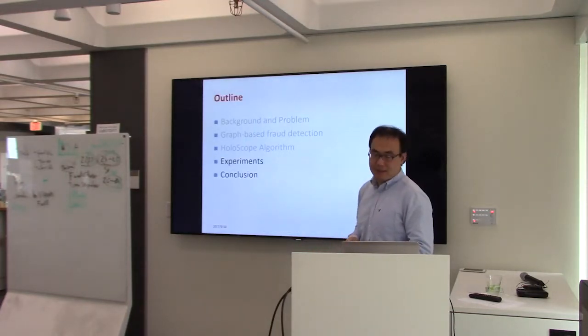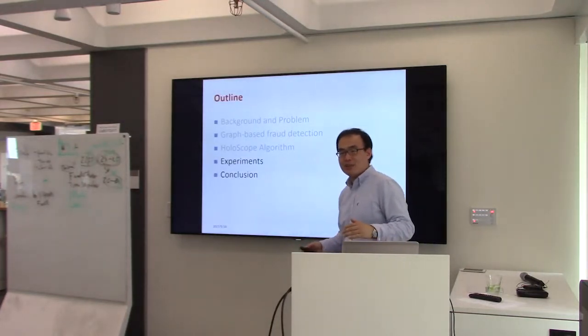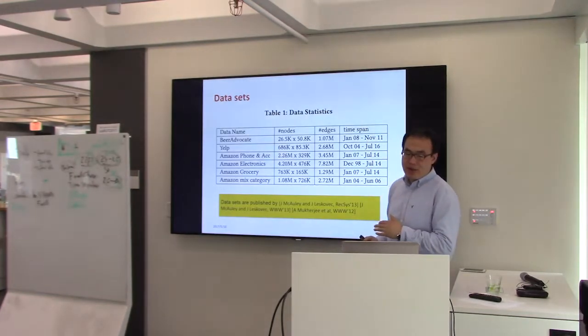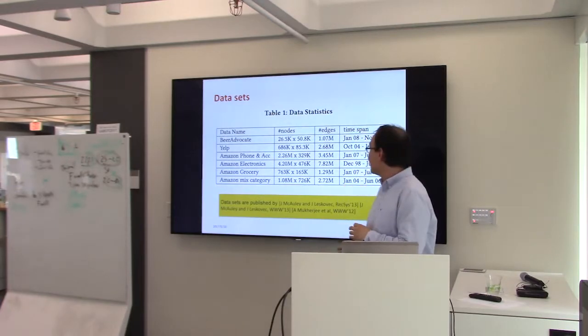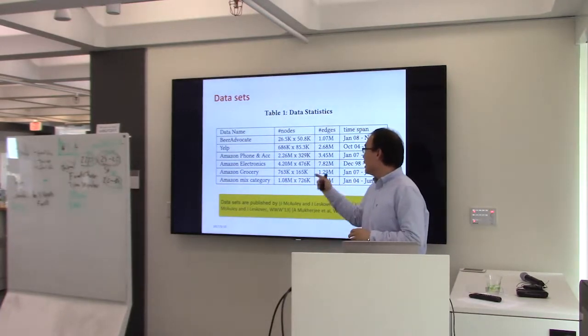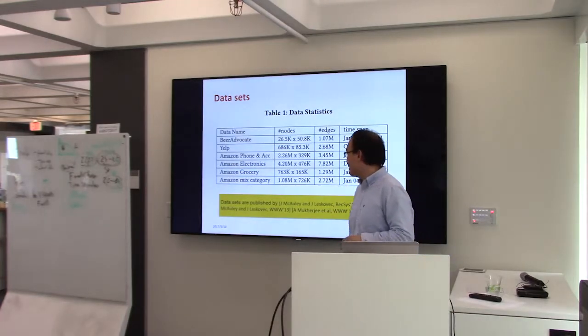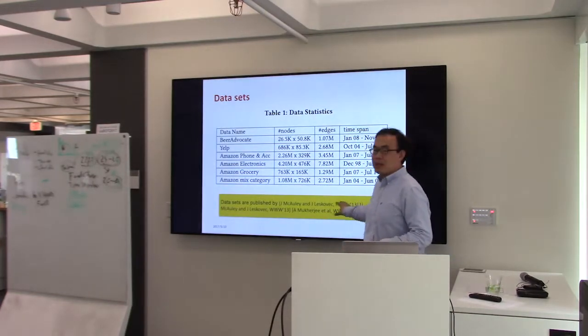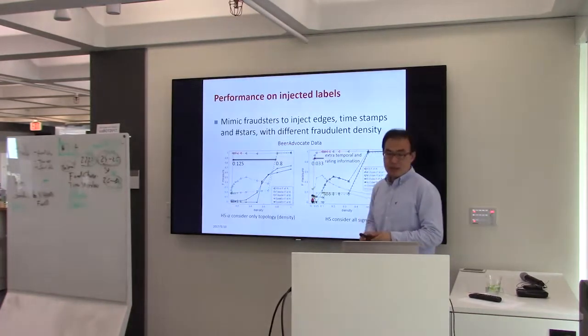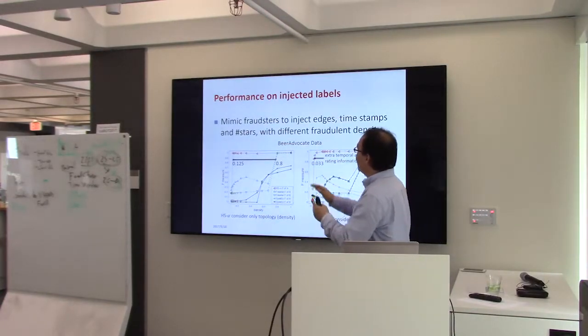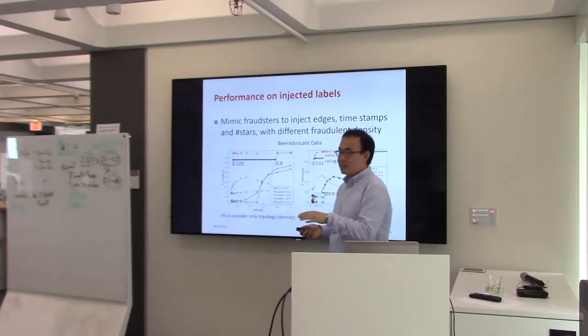So after I introduced the algorithm, let's look at the experiments. In the experiments, we use several data sets: the beer reviews, Yelp, and Amazon category data, and some Amazon mixing data. Those data are from previous publications. As we saw previously, we mimic the fraudsters to inject edges.